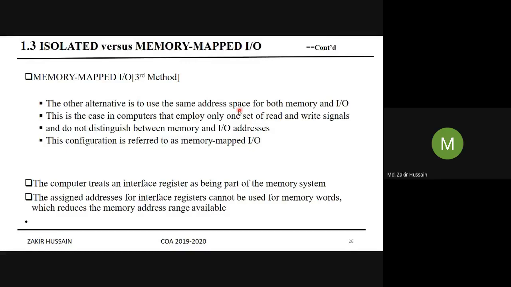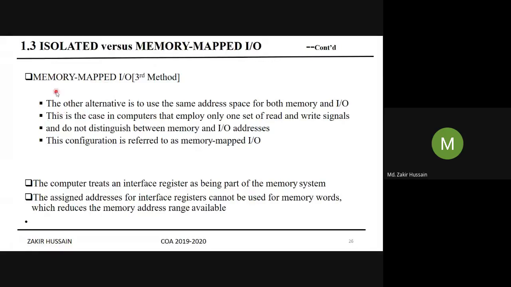That is what happens in the earlier cases, before memory mapped I/O, in isolated I/O and the first method: separate address space. But in the case of memory mapped I/O, we have 0 to 64 only, this space only, for connecting memory as well as I/O devices. So how is the processor going to distinguish which is memory and which are the I/O devices in the given address space? That is what we are going to discuss in memory mapped I/O.